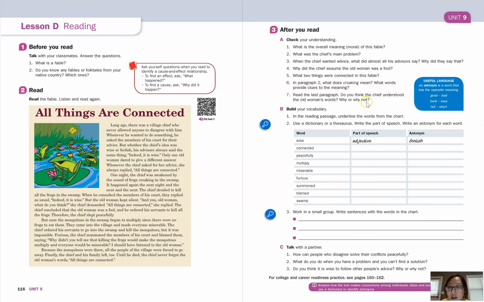Okay, and then let's take a look at the next activity, and before we do that, I want you to look at the useful language box. It says, an antonym is a word that has the opposite meaning. So for example, the opposite of good is bad. The opposite of hard is easy. The opposite of tall is short. You might have seen words that have the word anti or ant in the word, which shows that it's the opposite of something. Even the word anti means like against or opposite.